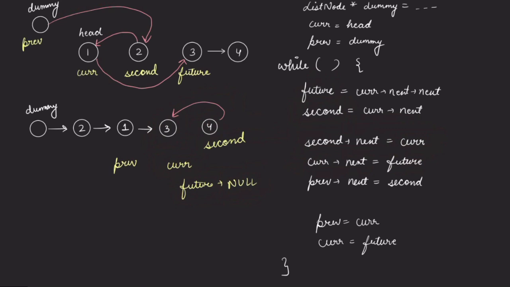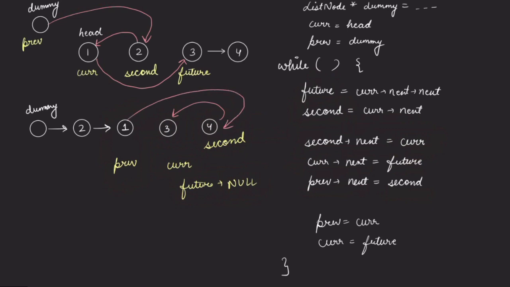Then what is the next statement? In previous's next, we will give second. So previous is node 1. Its next is right now pointing to node 3. So this linkage will be removed and now it will point to second, which is node 4, right? So node 1 will now point to node 4, right?